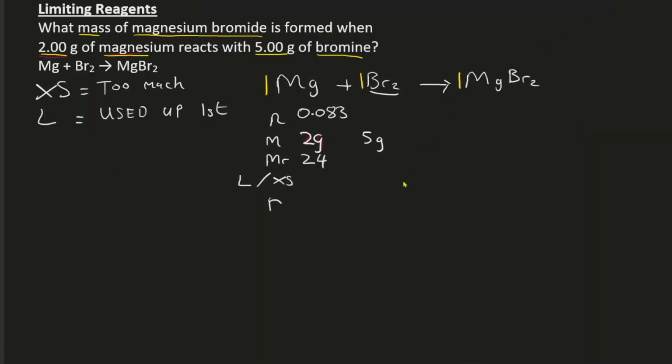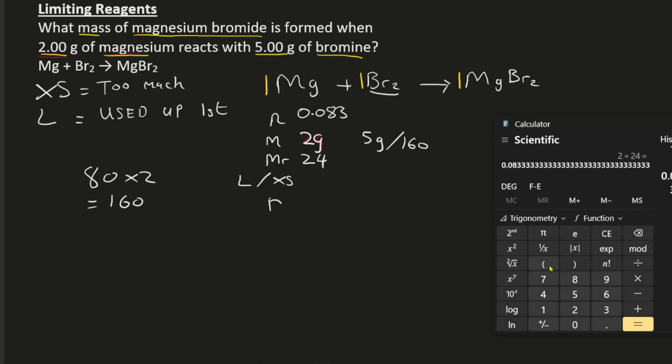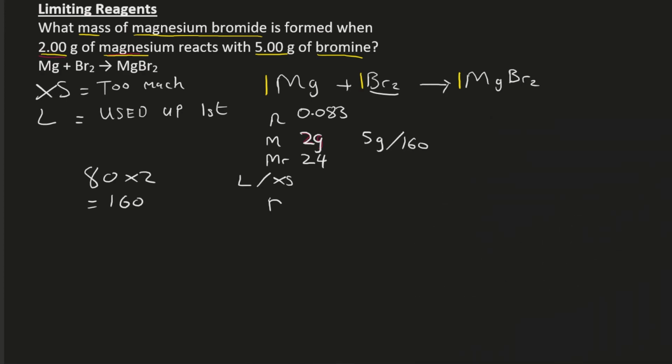So we've got bromine, which is 80. Now there's 2 lots of bromines over here, so that's going to be 80 multiplied by 2, which gives me 160. And we've got 5 grams, so that's 5 over 160. If we do that in the calculator, 5 divided by 160, that gives us 0.03125. So we've got the number of moles of both of these.